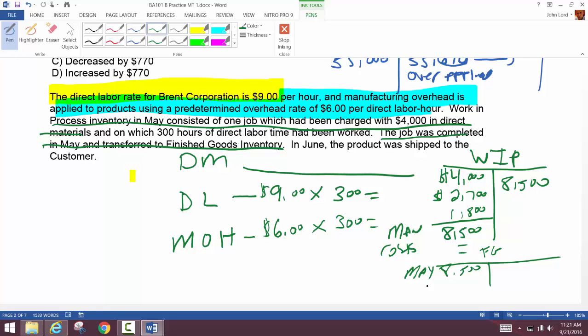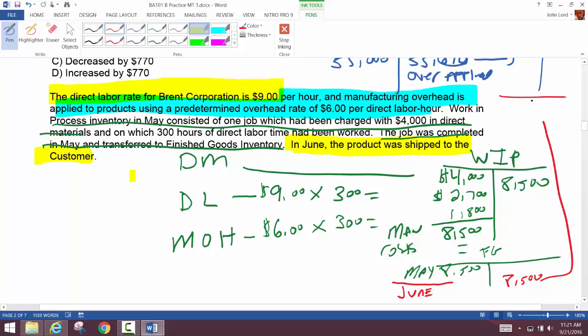Then they say here that in June, the product was shipped to the customer. So if I ship it to the customer in June, that means that when? In June now, I'm going to credit finished goods and debit what? I'm going to debit cost of goods sold now, right? For 8,500.